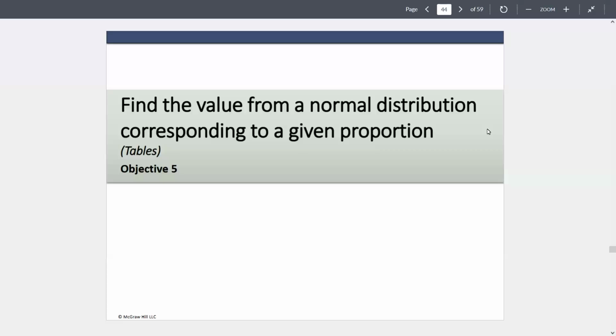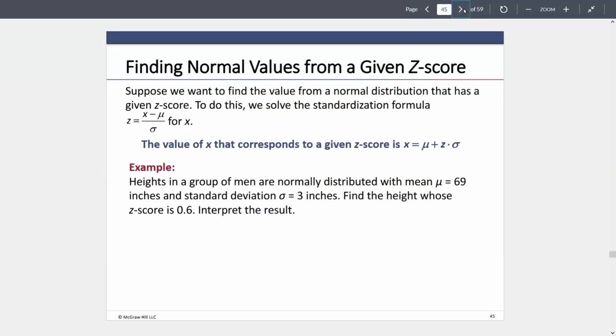So for our last bit, for section 7.1, 7.2, we're going to find values from a normal distribution corresponding to a given proportion. Everything we've been doing so far is finding that proportion or probability. Now, this time you're going to be given that proportion or probability, and you have to go backwards and figure out what the value that is associated with it is.